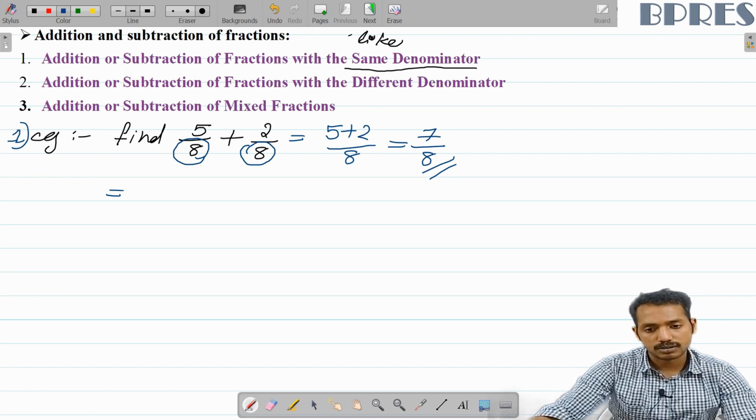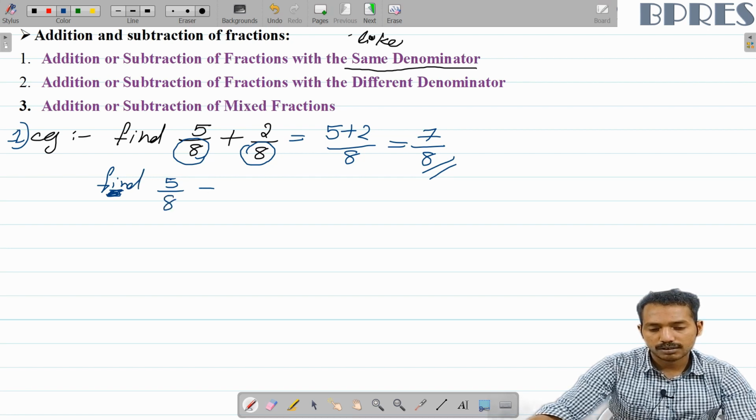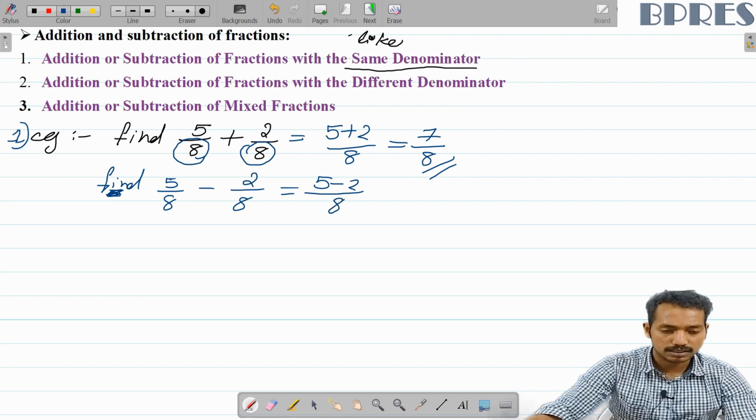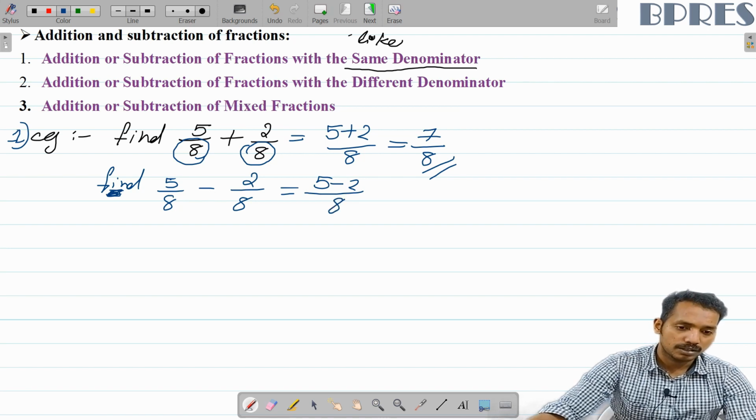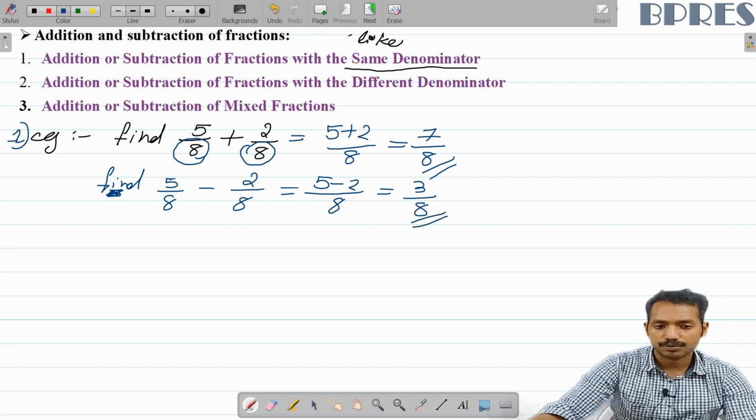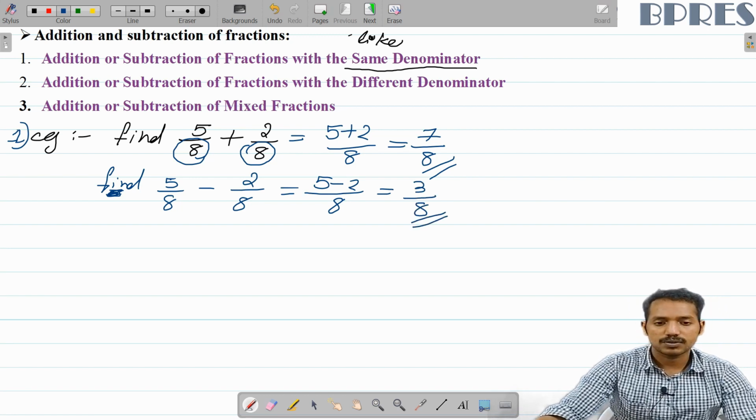Same you can do in case of subtraction also. For example, the same numbers we will take in case of subtraction. Find 5 by 8 minus 2 by 8. What you need to do? Just subtract the corresponding numerators. So 5 minus 2 divided by, keep the same denominator. 5 minus 2 is equal to 3 divided by 8. Clear? So this is very simple.